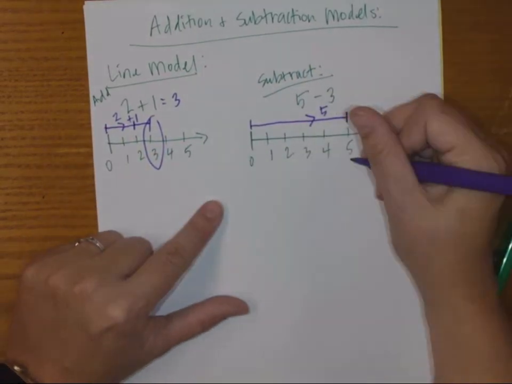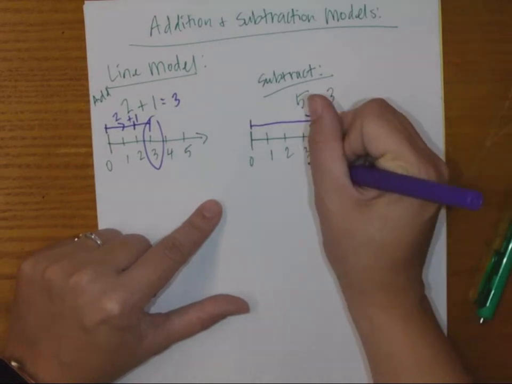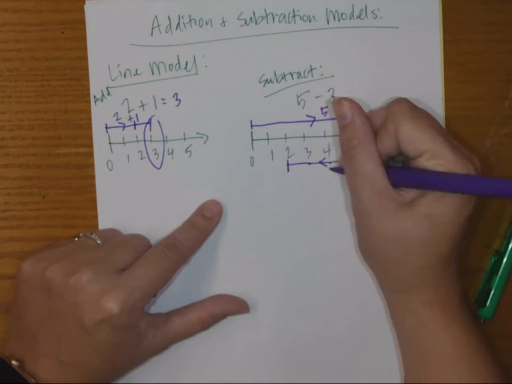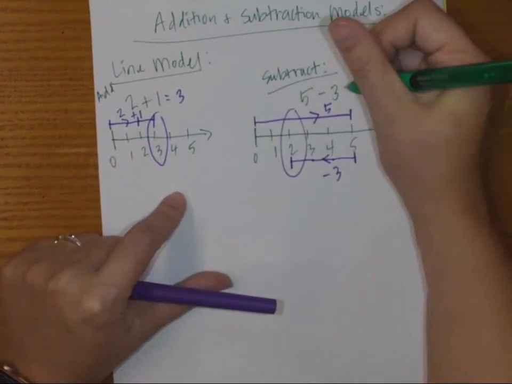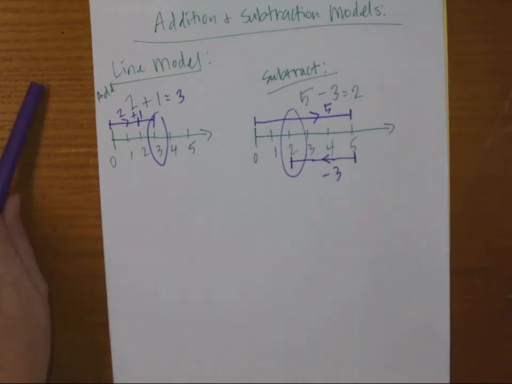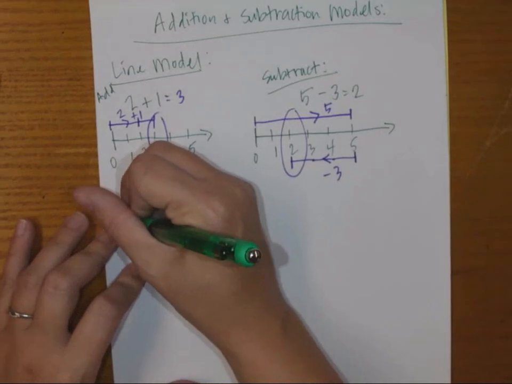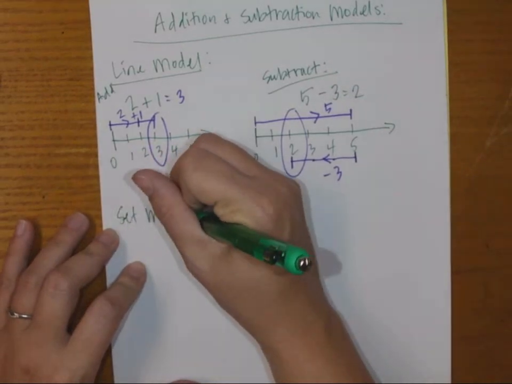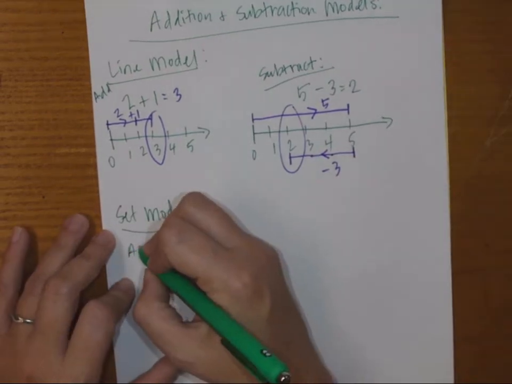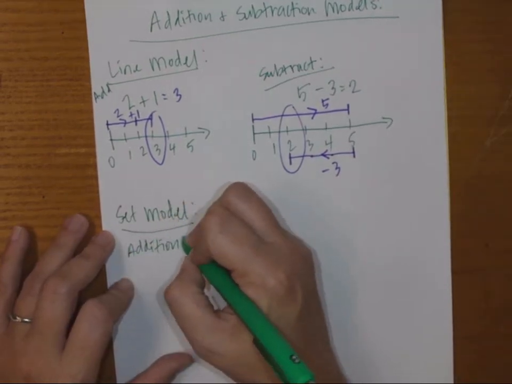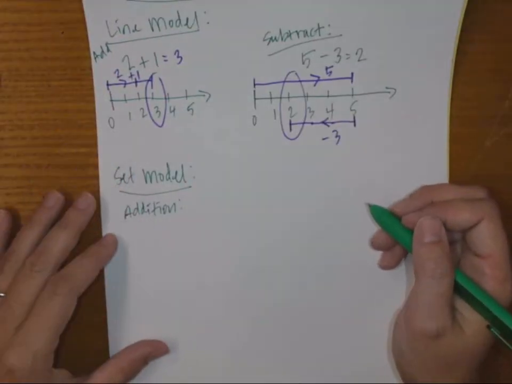If I want to subtract 3, I'm starting at 5 and I'm going backwards 3. So 1, 2, 3. So that's subtracting 3. The number I end up at is 2. So 5 minus 3 is 2. So that's the line model. We also have a set model for addition and subtraction. So the set model for addition is probably the one that students are the most familiar with, because that's usually how we talk about addition and subtraction with them.